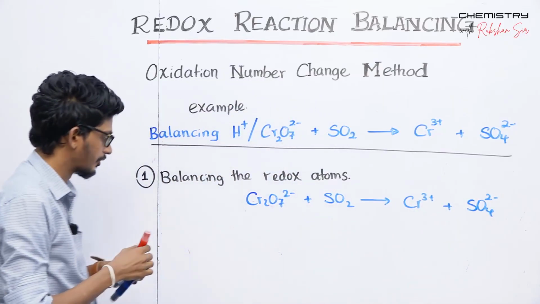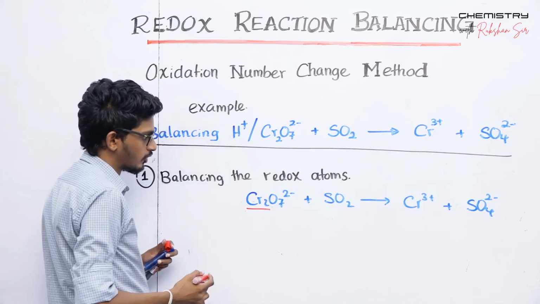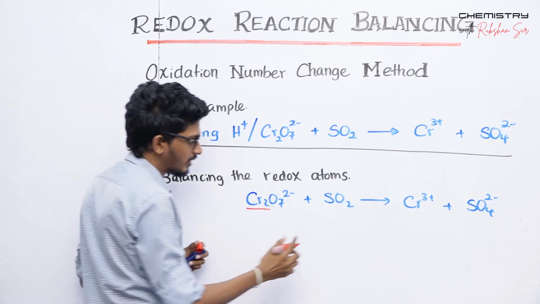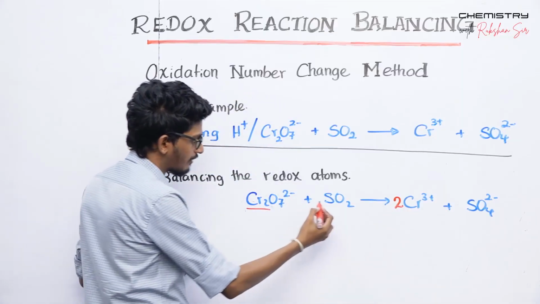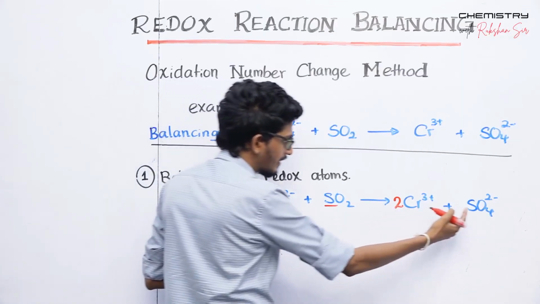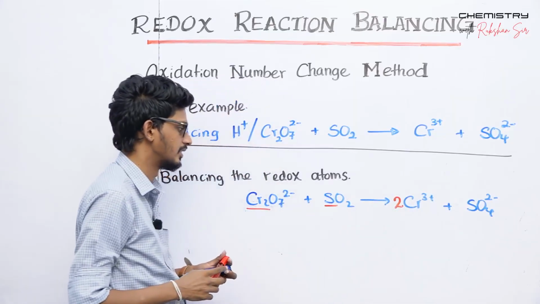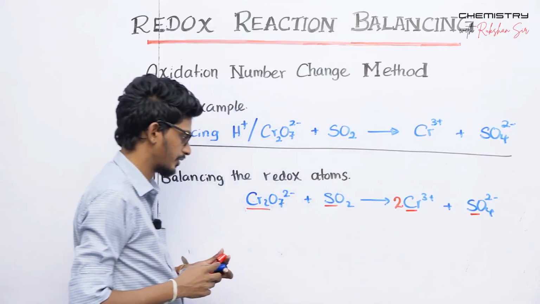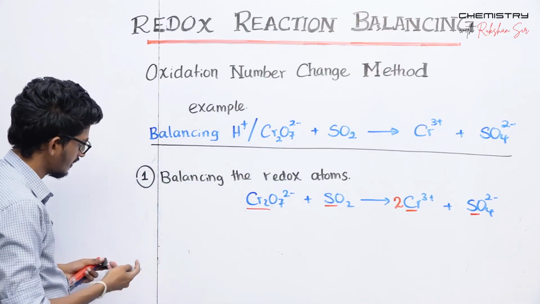What are the redox atoms here? The chromium is one of the redox atoms, so balancing chromium is one thing. You have two chromiums here, so you need to come up with two here as well. You have one sulfur here, and here as well you have only one sulfur, so no need of any numbers there to balance the sulfur. That is how we are supposed to balance the redox atoms. That is the first thing to do.